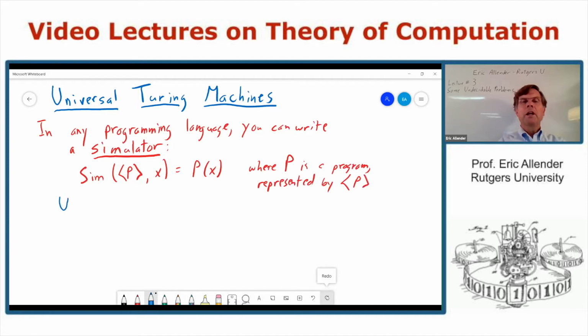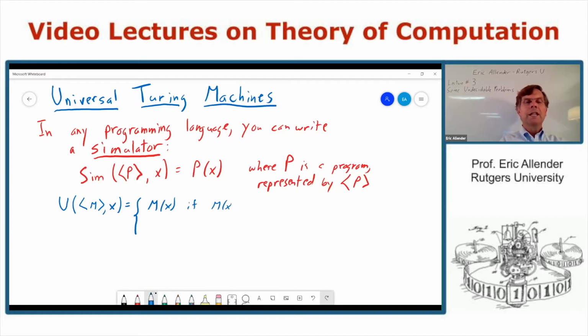So I'm using these angled brackets the same way that the textbook does to indicate that the bit string that represents a program is this P with angled brackets about it, and that differs only in a very slight way from the program itself or the function computed by that program. But it's a difference that's being highlighted in the notation that way. So if you can do that in your favorite programming language, well, then you can also do it with Turing machines. And that machine is called the universal Turing machine.